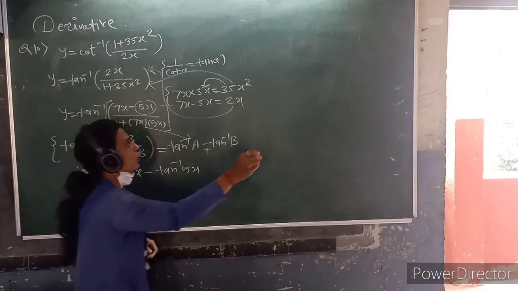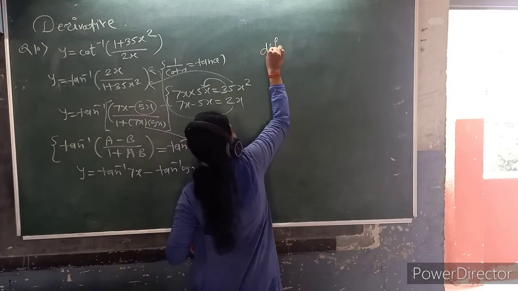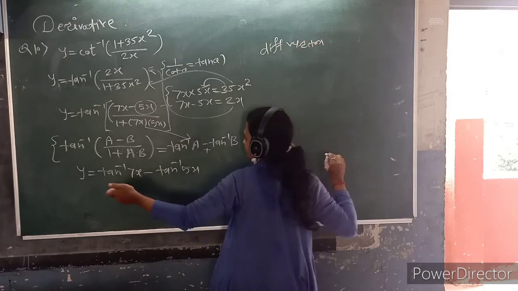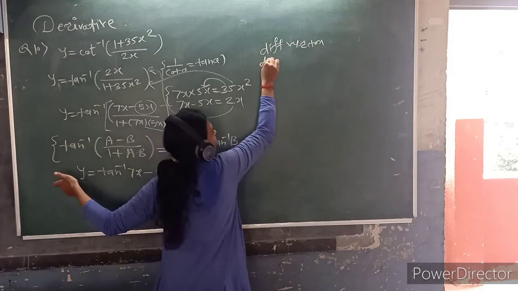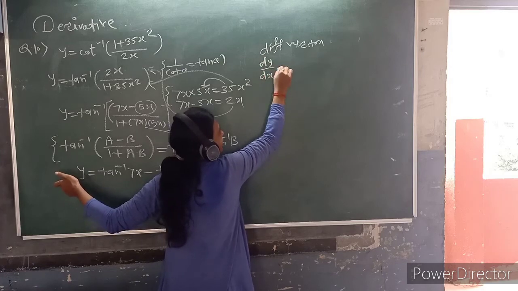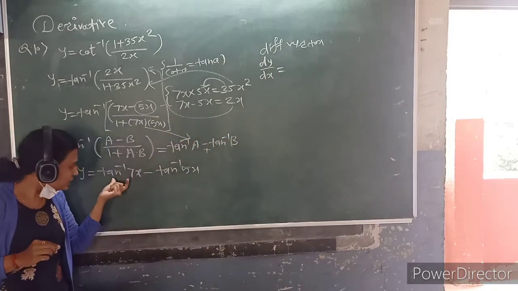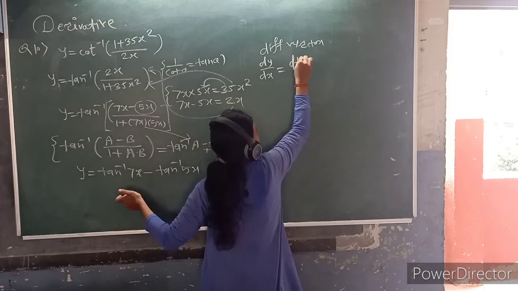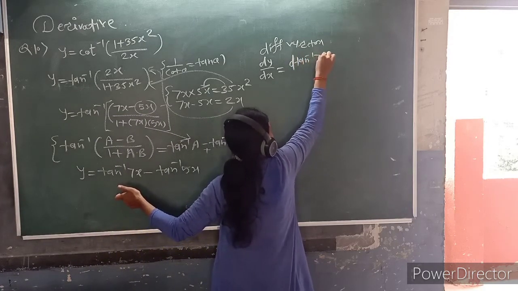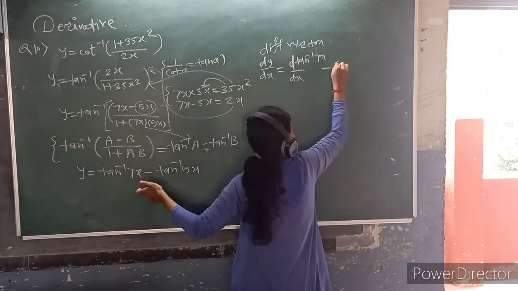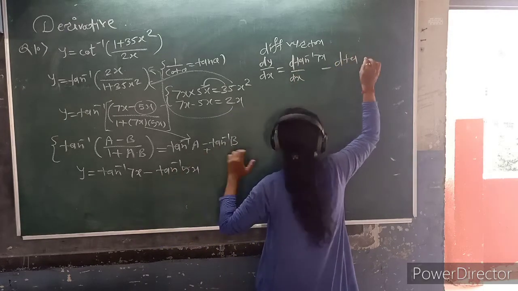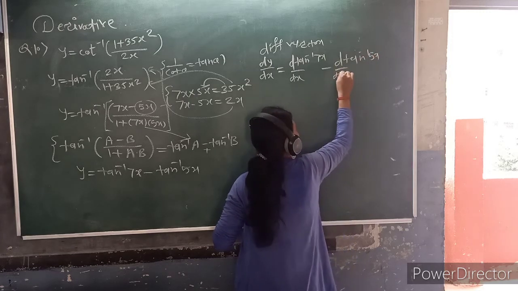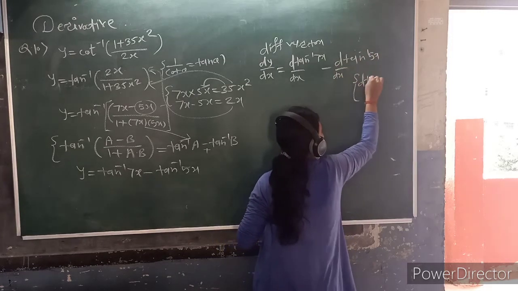We get derivative of y with respect to dx. So, just take the derivative and use the formula for that term. So, we get dy by dx. Now, here separate the derivative to each term by subtraction rule. So, we get derivative of tan inverse 7x with respect to dx minus derivative of tan inverse of 5x with respect to dx.